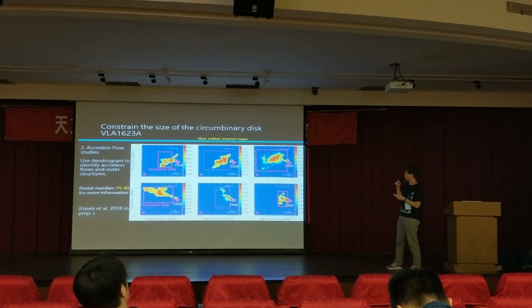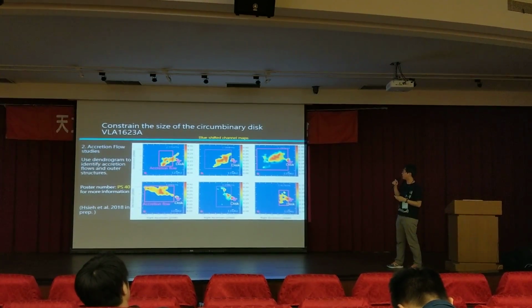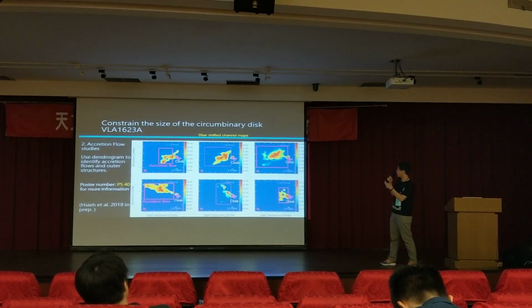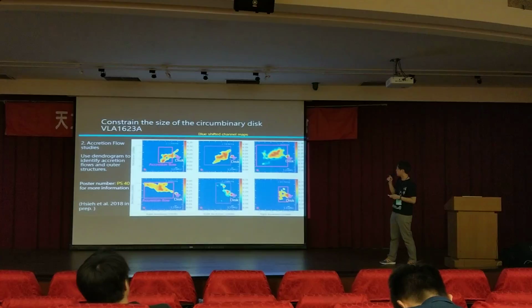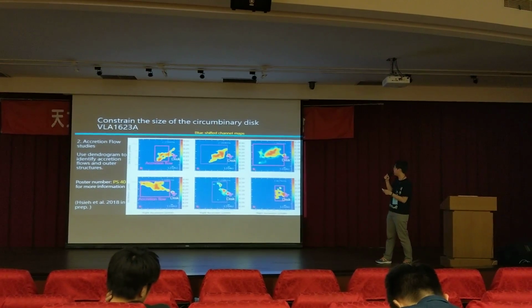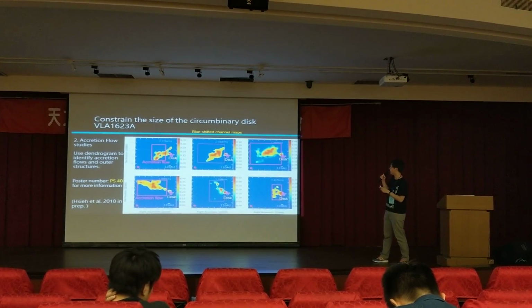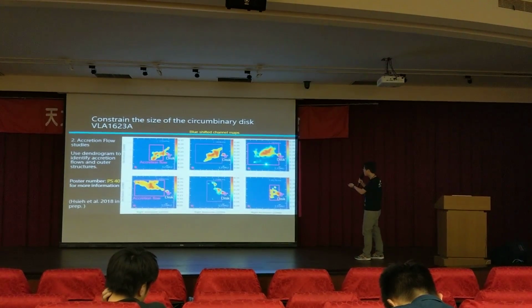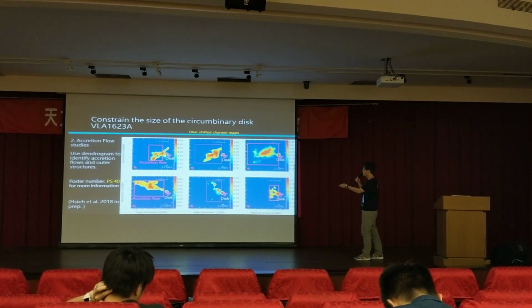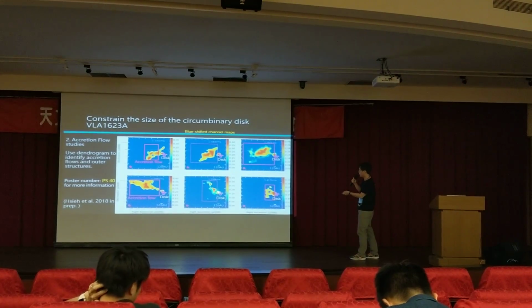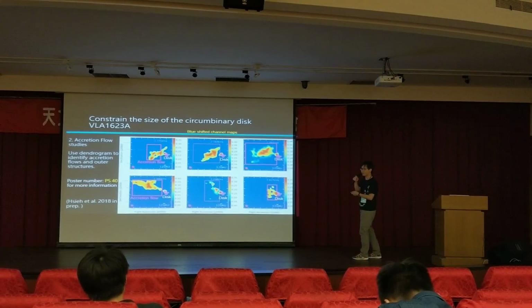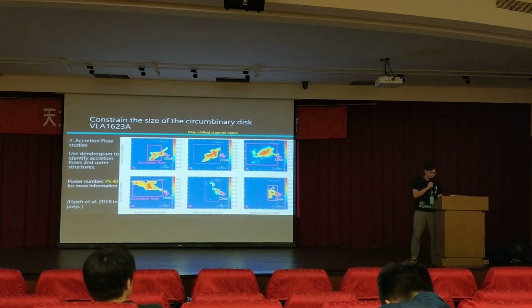Okay, and then we use the dendrograms to identify the accretion flows. The accretion flows are in the red boxes. And you can see this is the blue shifted channel maps. If you look carefully, you can see that there's actually a gap. Okay, so there's actually a gap between the disk and the accretion flow. So we can use the blue shifted channels to constrain the disk size.